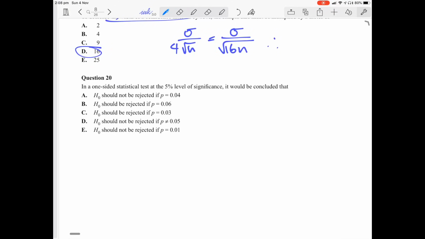In a one-sided statistical test at 5%, it would be concluded that H naught should not be rejected if P, that's wrong. H naught should be rejected if P, that's wrong, should be rejected. That looks right to me, because you reject the null hypothesis at a 5% significance level if P is less than it.